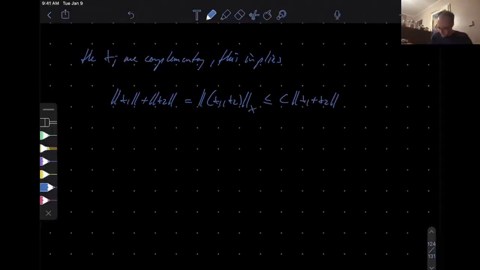And then you would just divide by c, bring this here, then you got the statement of the theorem with delta equals 1 over c. All right, this completes the proof. All right, excellent, very, very nice.